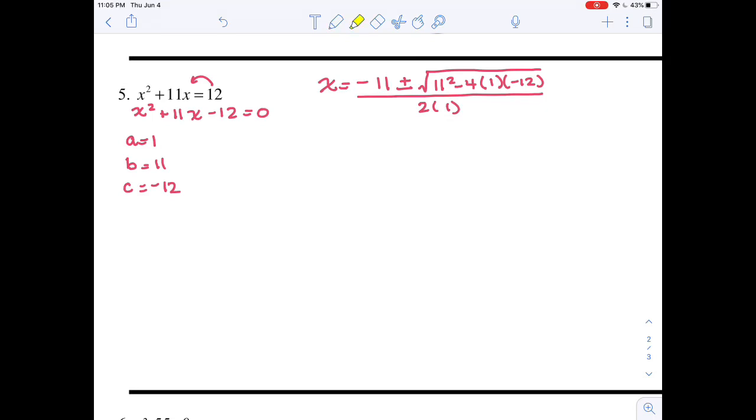Okay, now we can start cleaning up. So underneath of the radical, I'm going to start with 11 squared, which is 121. Then minus 4 times 1 times -12. Negative times negative makes this positive, plus 4 times 12 is 48, all divided by 2. Now, still underneath of the radical sign, 121 plus 48 is 169.